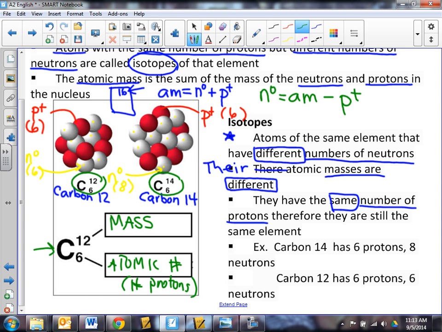So an isotope is atoms of the same element that have different numbers of neutrons. Their atomic masses are different. They have the same number of protons, therefore they're still the same element. And my example there is carbon-14 and carbon-12. Is there anybody who has a question about any of the things that are on the screen about isotopes that they'd like to ask?